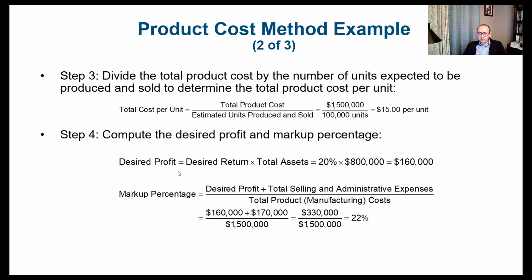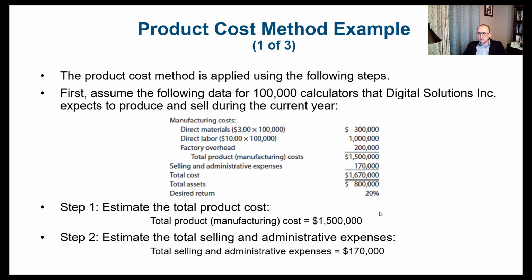So the desired profit is the fourth step. We compute the desired profit and the markup. So the desired return multiplied by the total assets is 20% of the 800,000. That's 160,000. But remember, we also need to cover our selling and administrative expenses. So the markup percentage would be the desired profit plus the total selling and administrative expenses divided by the total product costs. So we have the 160,000 plus the 170,000, which is 330,000 divided by 1.5 million, which is what we had in step number 1.